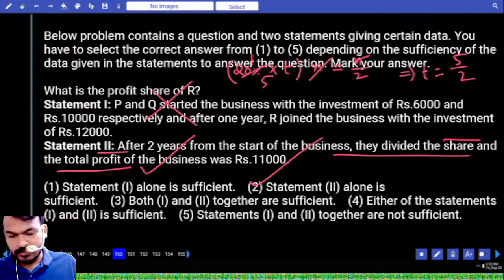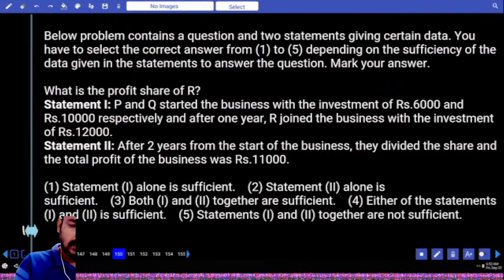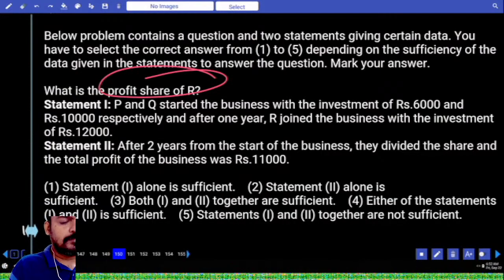Next question number 150. What is the profit share of R? We required R's profit, or not? What is the first statement? P investment 6,000, Q investment 10,000.